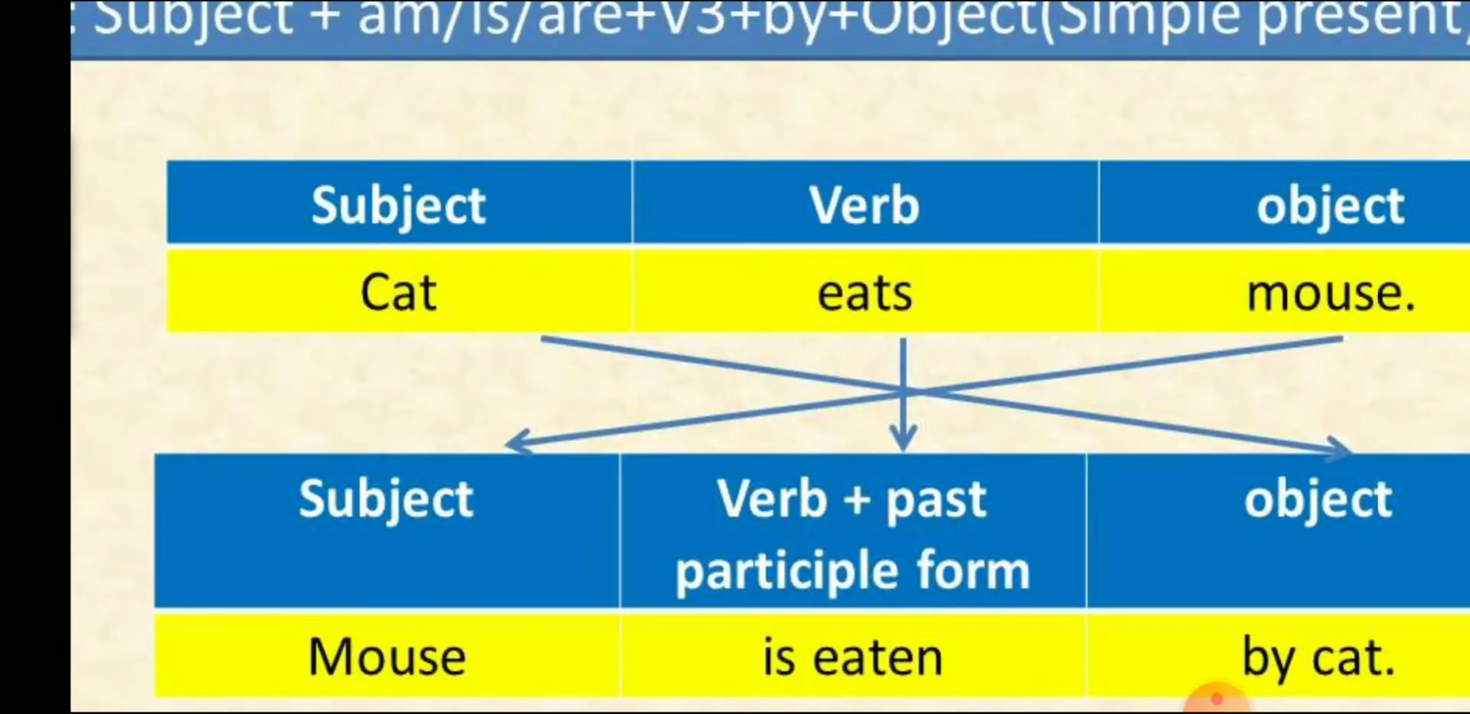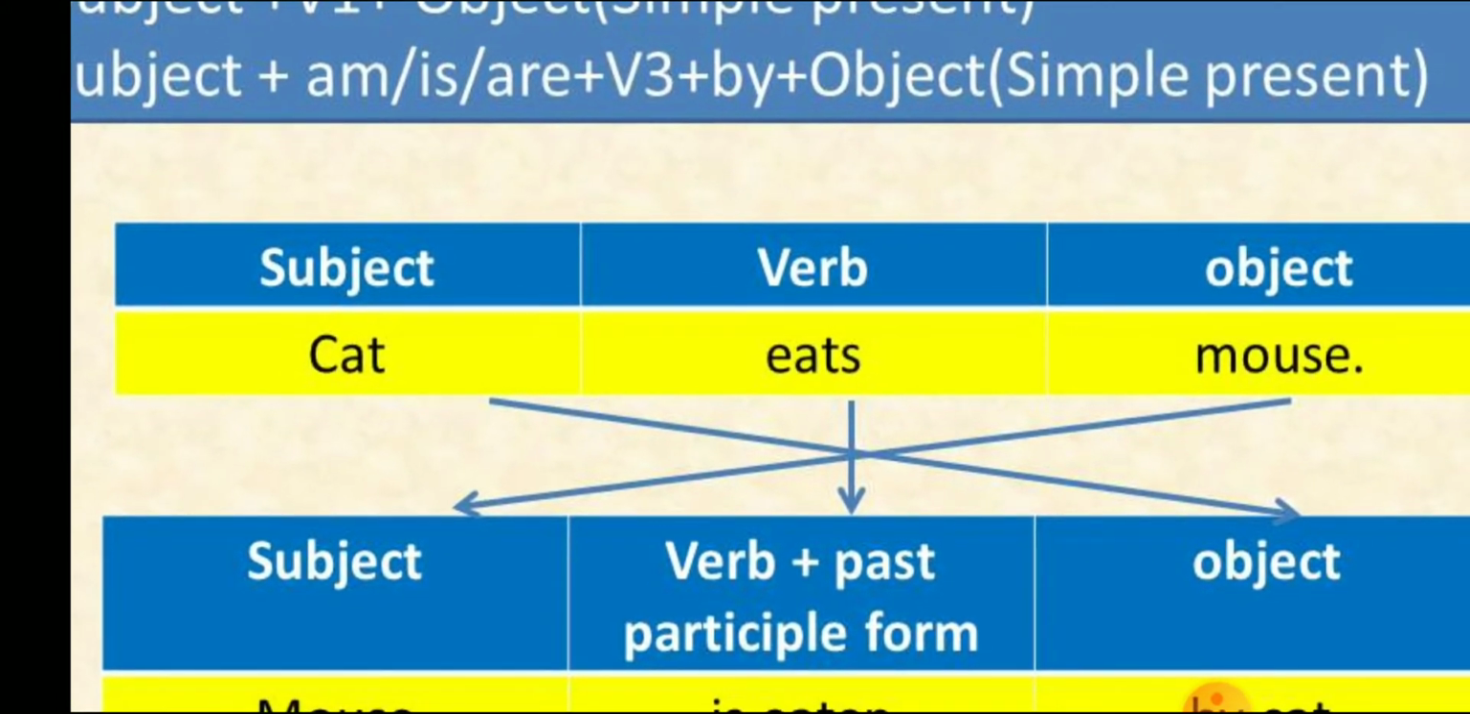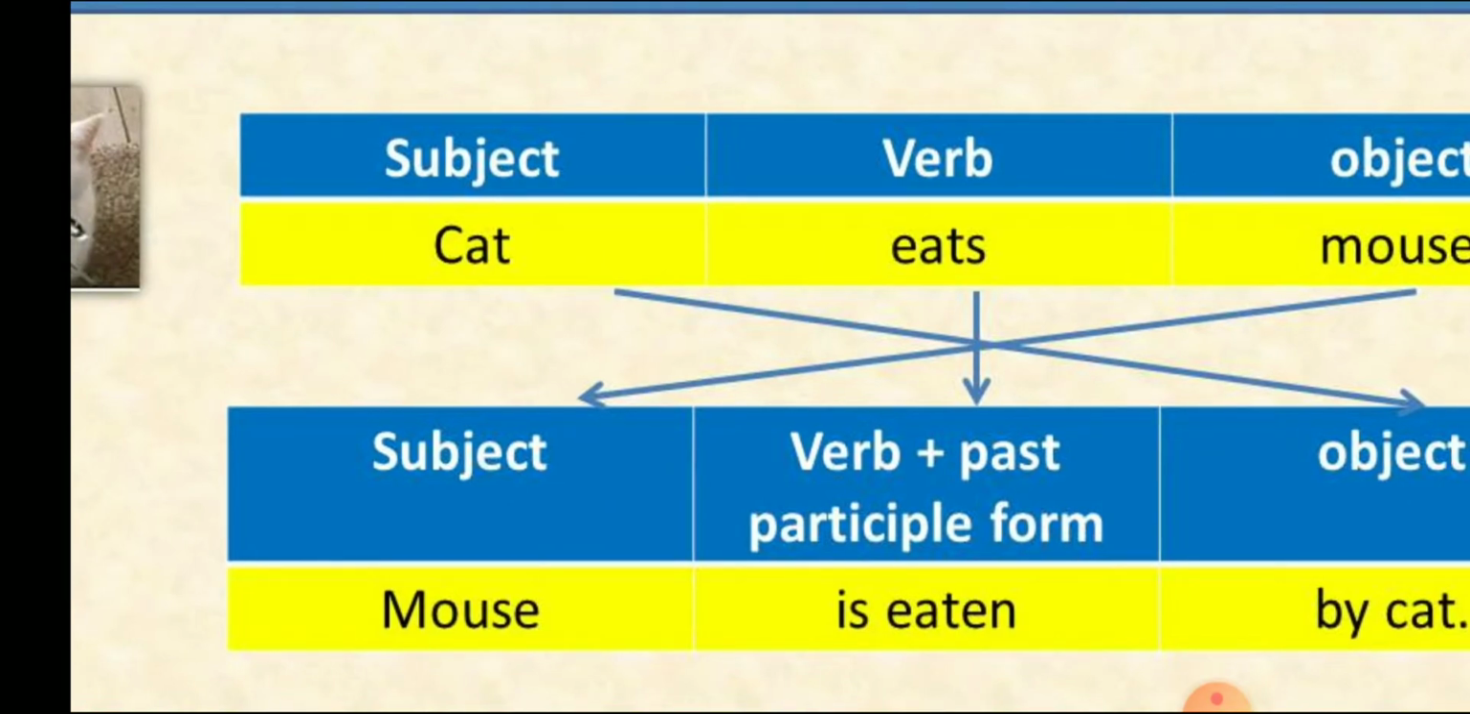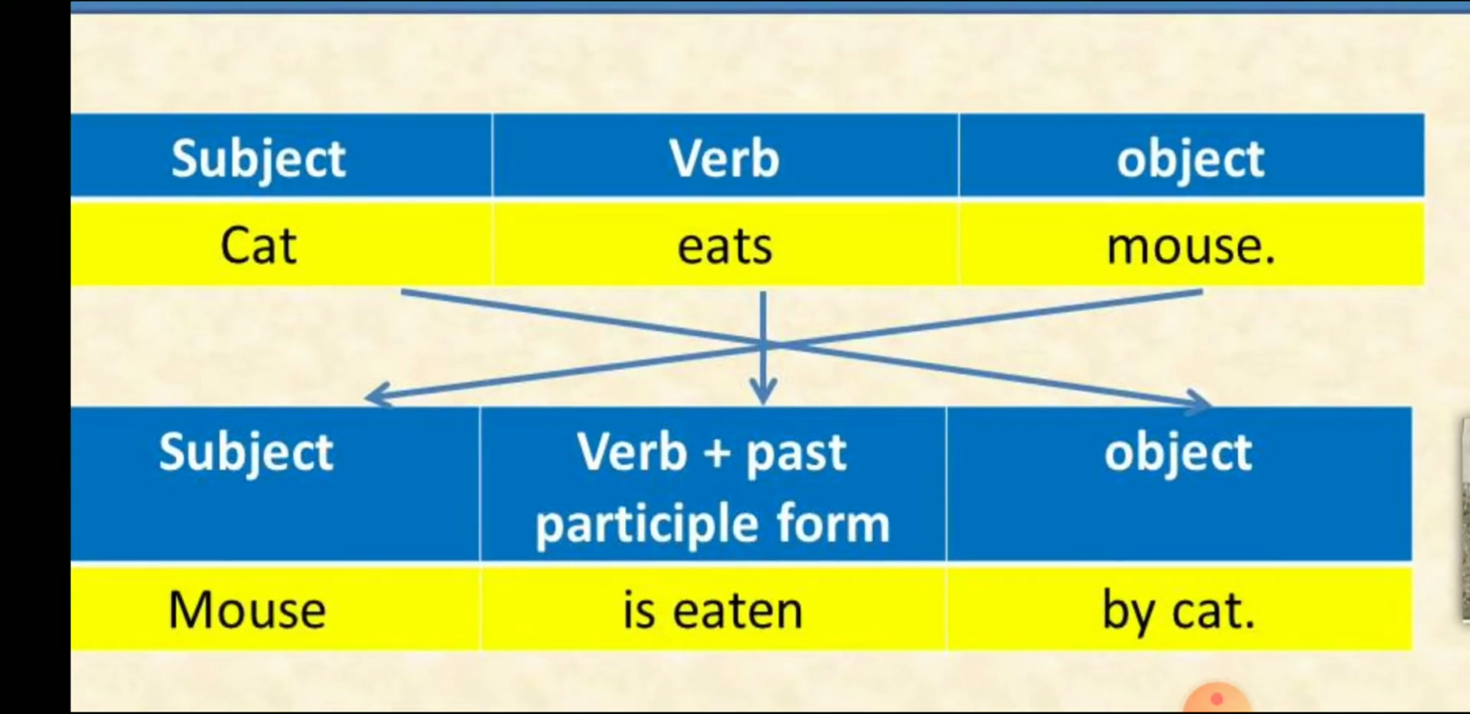object is cat. So we have to interchange the subject and object, which in active voice, cat is subject and object is mouse. We have to interchange the cat and the mouse in passive. So mouse becomes subject and cat becomes object. Now the statement is mouse is eaten by cat.